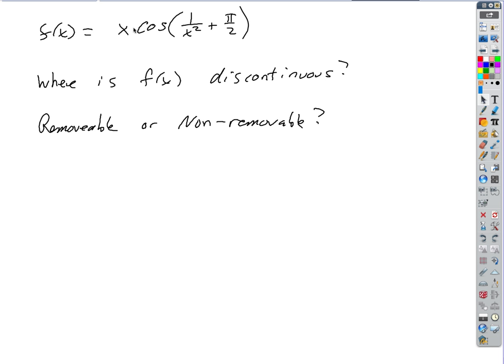Cosine is continuous everywhere. But inside the cosine, I do see one example of where there is an x on the bottom of a fraction. And it doesn't matter where it is in the function, I can never divide by 0. So we know that x can't equal 0. So it is discontinuous, right? Now, what's going on here at 0, though, is the question. Is this going to be a removable or a non-removable discontinuity?